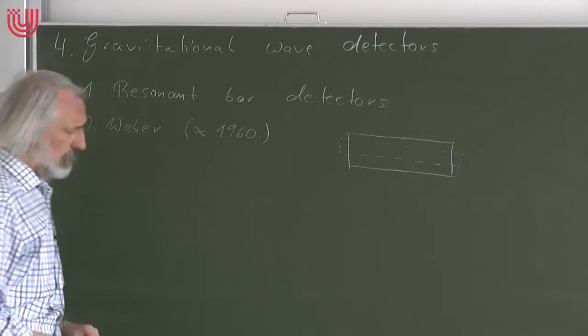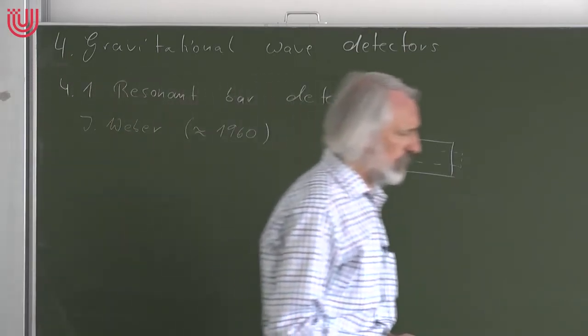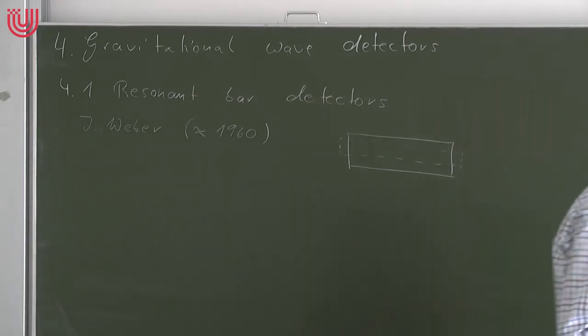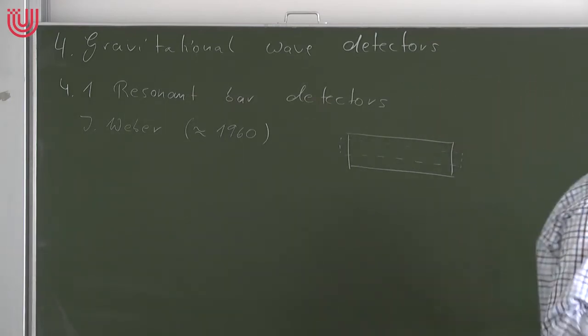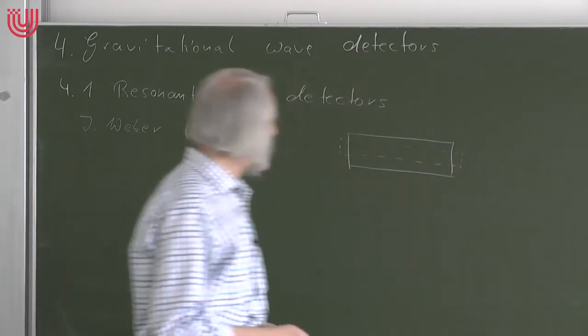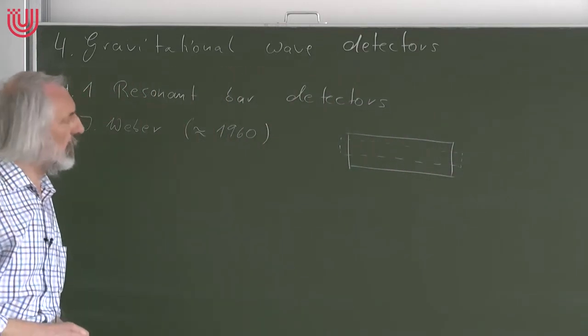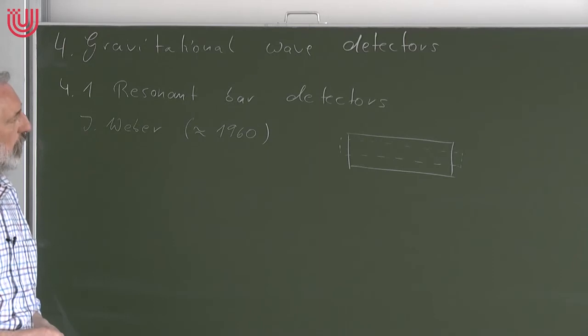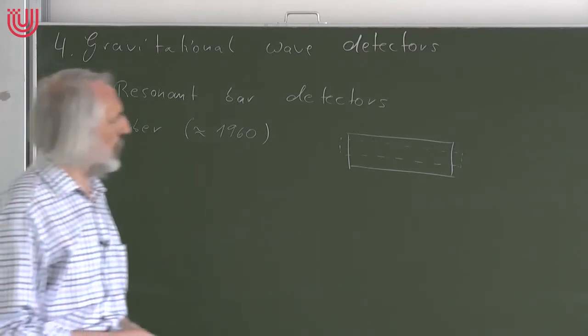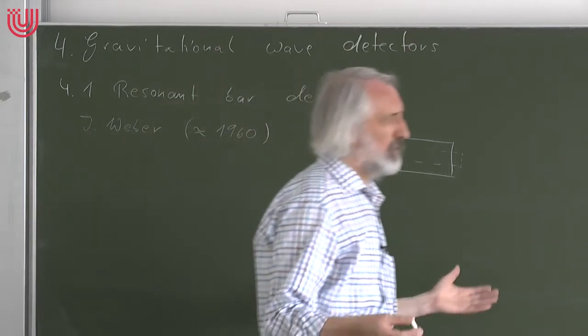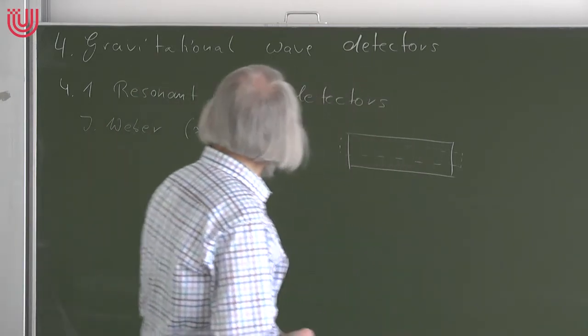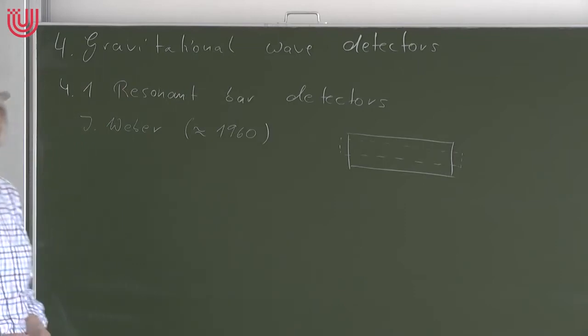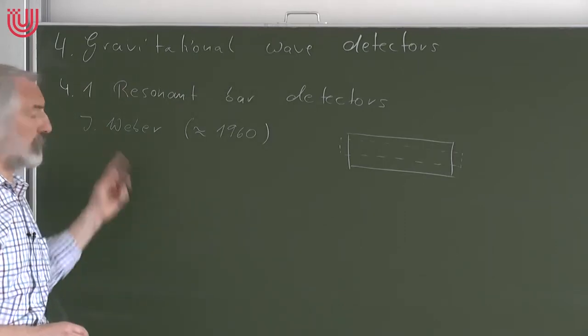I met Joe Weber only once. This was in 1980 at a conference, and at this time he was still very active. He had several of these detectors in operation in the United States, and he was still trying to observe gravitational waves. He died around 2000 or so, and everybody is convinced that he never found a signal. Everybody, with the exception of himself.